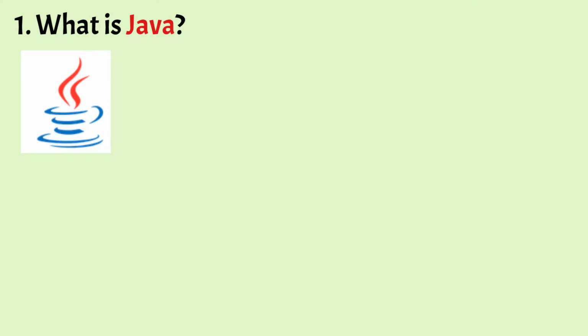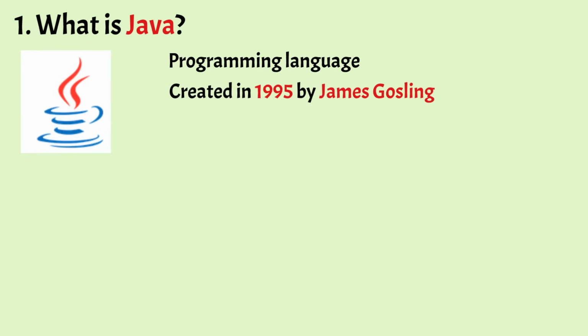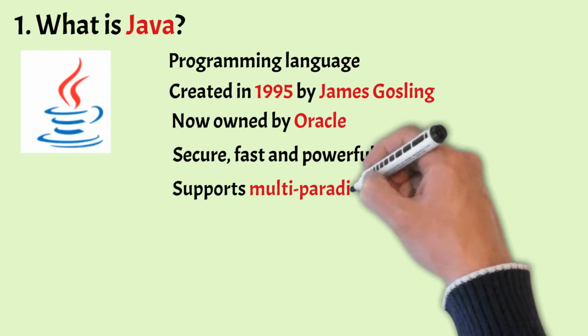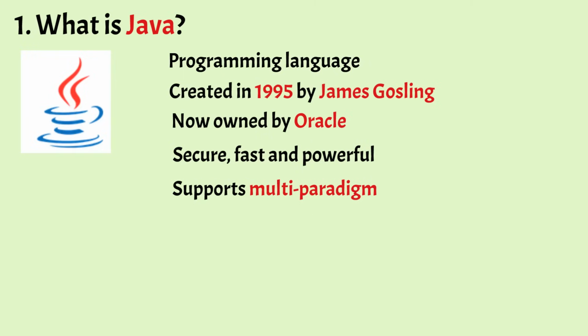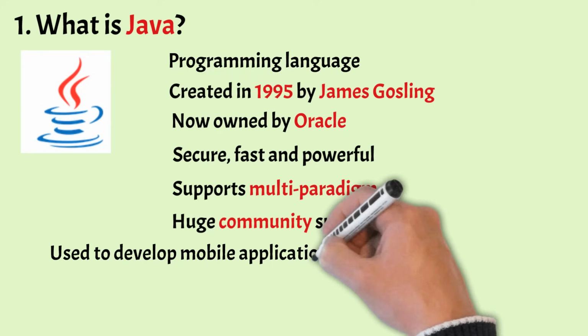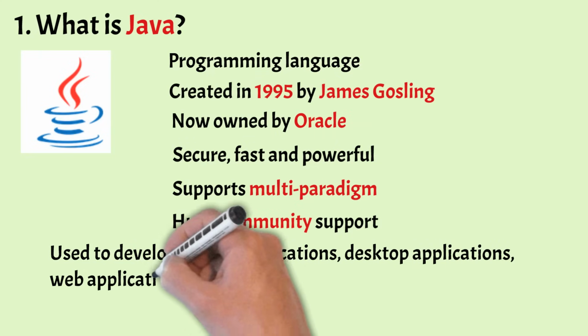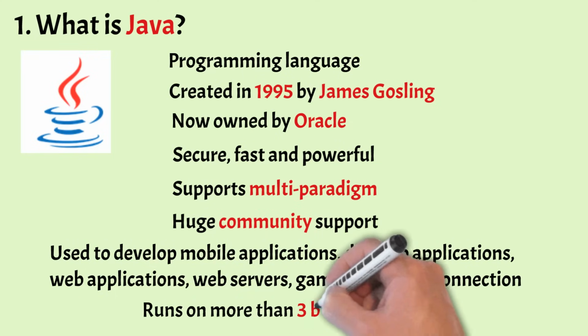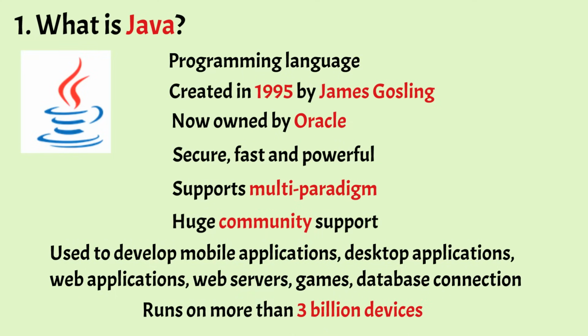What is Java? Java is a high-level general-purpose programming language created in 1995 by James Gosling and is now owned by Oracle. Java is one of the most popular languages in the world and is secured, fast, and powerful. It supports multi-paradigms such as object-oriented, functional, imperative, etc. and has a huge community support behind it. It is used to develop mobile applications, desktop applications, web servers, games, database connection, and many more, and runs on more than 3 billion devices around the world.